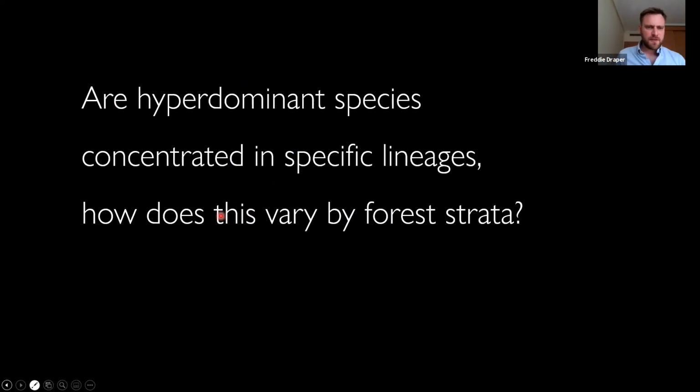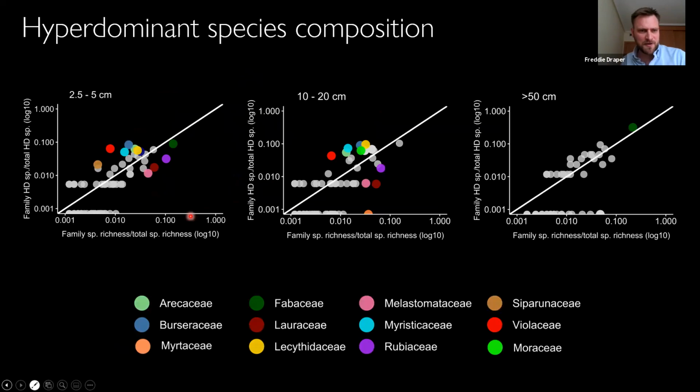So the next question that we wanted to address was, are hyperdominant species concentrated in specific lineages? And how does this vary across forest strata? There's, again, another graph with lots of information here, but this is just an example. These 3 plots are from different strata. So from the very understory, the small trees, at 2.5 to 5 centimeters, then somewhere in the middle, the 10 to 20, and then above 50.